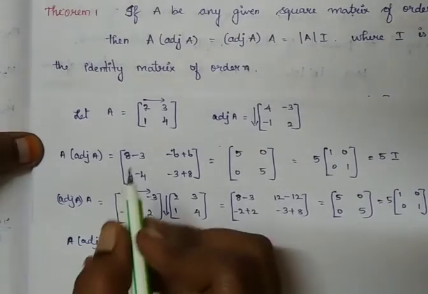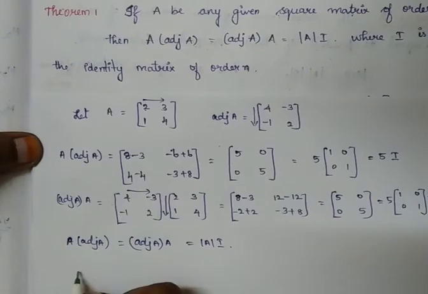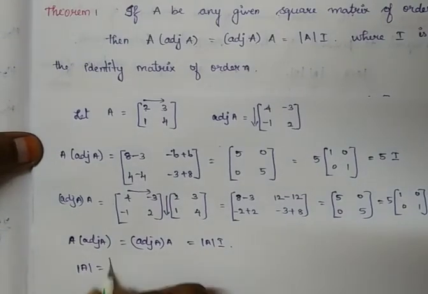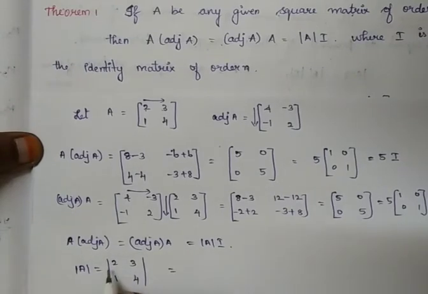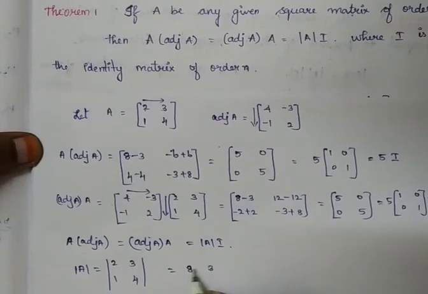Now let us find the determinant of this matrix. Take this matrix as determinant 2 3 1 4. Determinant is nothing but multiplication and subtracting here. Multiply these two, 4 into 2, 8. Now multiply these two, 1 into 3. Now we do the subtraction, that is 5. So the determinant of A value is 5.